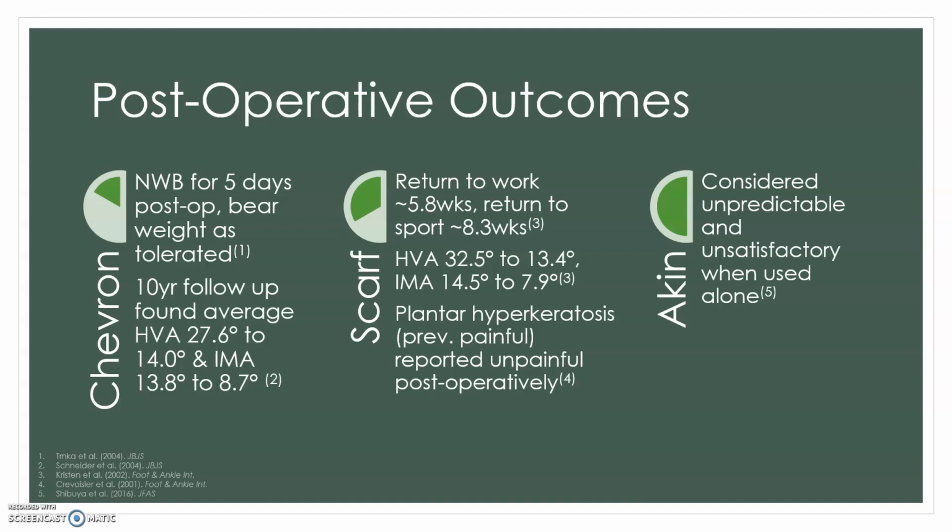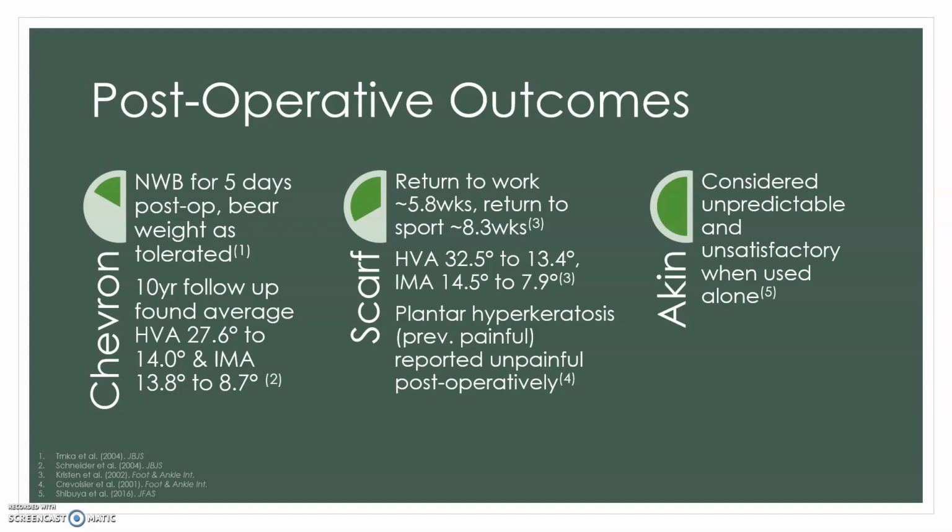Postoperatively, the chevron osteotomy found an average hallux valgus angle improvement of 13.6 degrees and an intermetatarsal angle improvement of 5.1 degrees. Although it is difficult to directly compare the procedures as they are indicated differently, the scarf osteotomy has an average hallux valgus correction of 19.1 degrees and an intermetatarsal angle correction of 6.6 degrees. The scarf osteotomy also has the quickest return to activities such as sports at around the 8-week mark. It has also been shown to reduce painful hyperkeratosis buildup that was present preoperatively.